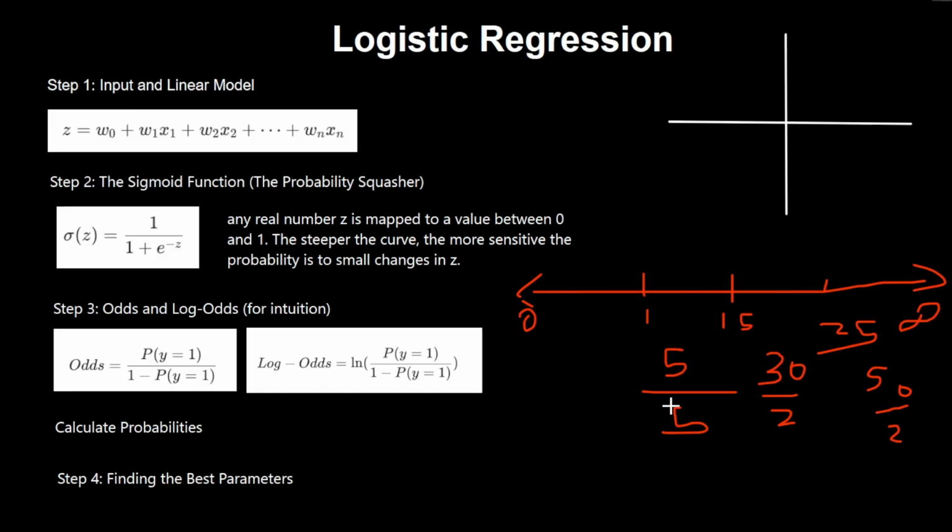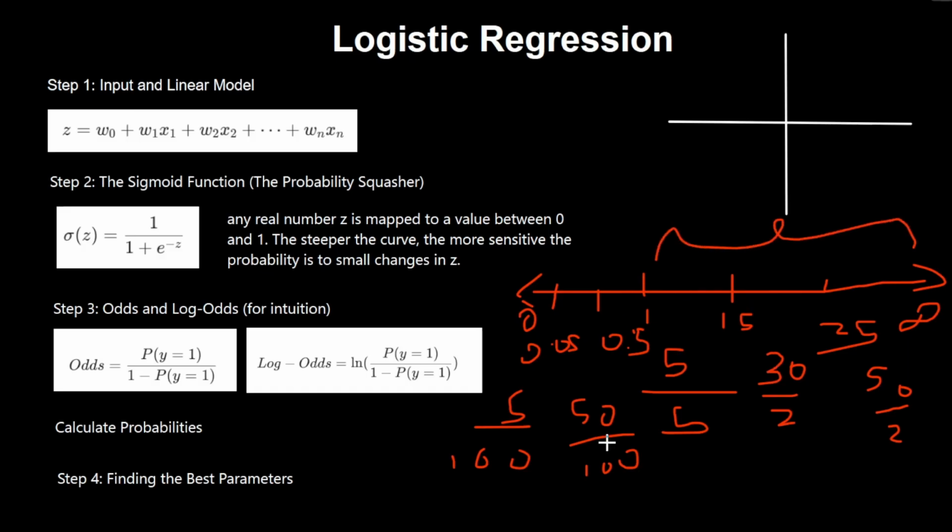On the other hand, if we have the denominator bigger than the numerator, that is the unfavorable outcome is more. So let's say 5 by 100, we'll have 0.05, and let's say 50 by 100, 0.5. So clearly you can see that the favorable outcome ranges between 1 and infinity. The unfavorable outcome ranges between 0 and 1. 0 and 1 and 1 to infinity.